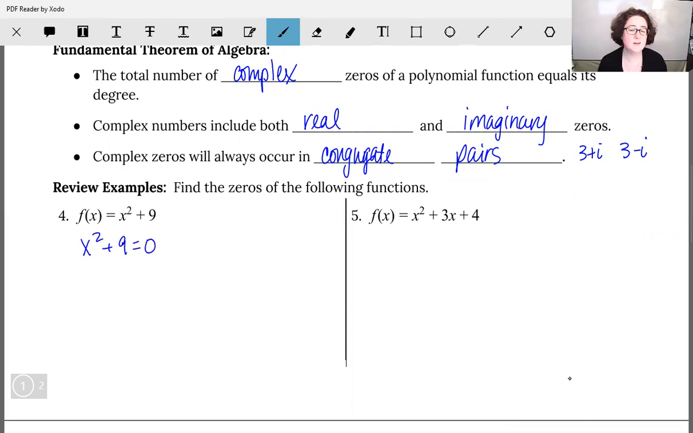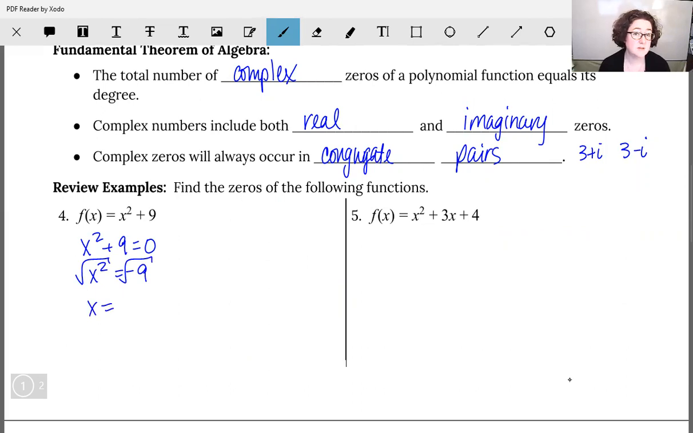We can't use graphing. They're complex zeros, so they're not going to show up on the x-axis. We could use factoring, but we don't have any factors that are a sum of squares. So let's just go brute force. We have a single x term, so let's just get x by itself. Subtract your 9 from both sides. And then to get the x by itself completely, we have to get rid of the square, which means we take the square root on both sides.